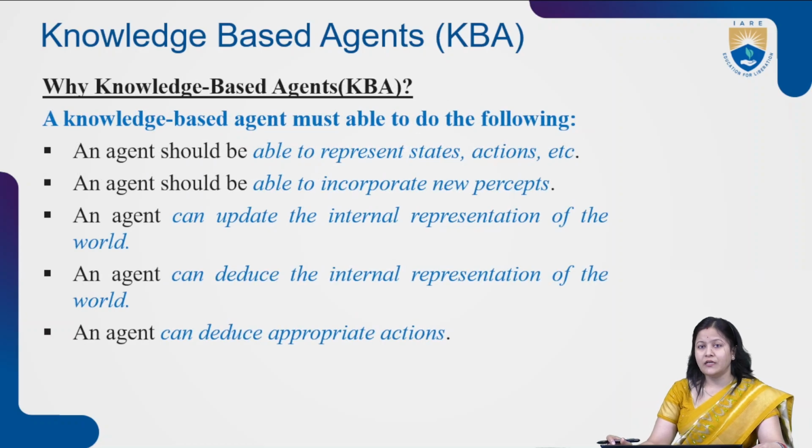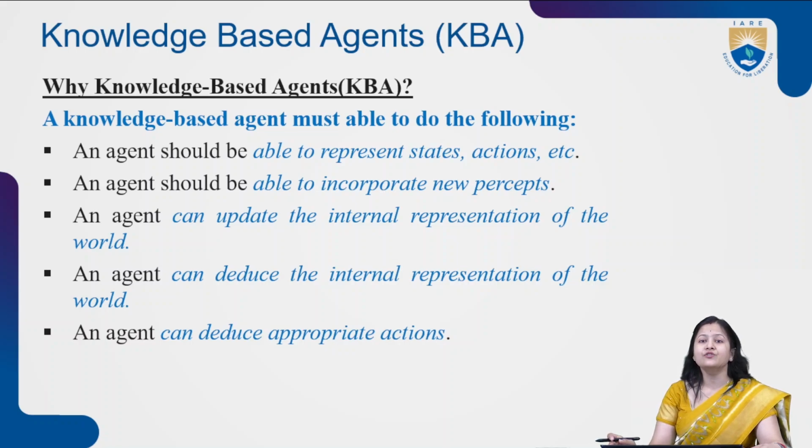Then why are knowledge-based agents required? What properties should they have? A knowledge-based agent must be able to do the following. An agent should be able to represent the states and actions. Every agent, as I have informed earlier, may be a machine agent, a robotic agent or a human agent. Any agent should be able to represent the state, where it is present, and the action, what type of operation it can perform. It should have the capability to represent that.